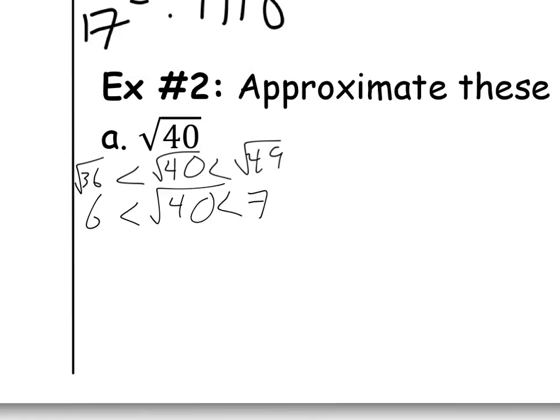So we know that it's going to be 6 and something. Remember, to find out that something, we find the numerator first. It's 40 minus 36, the number inside our square root minus the previous perfect square. So 40 minus 36 is 4. And then we just do 49 minus 36. Well, 49 minus 36 is 13. So our approximation is about 6 and 4/13. So there we go.